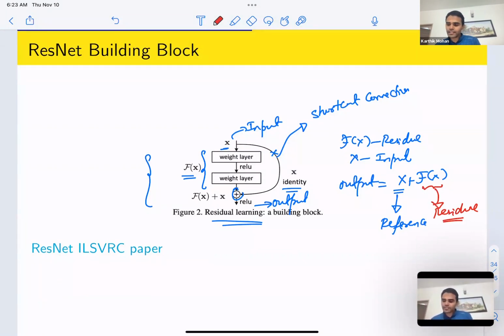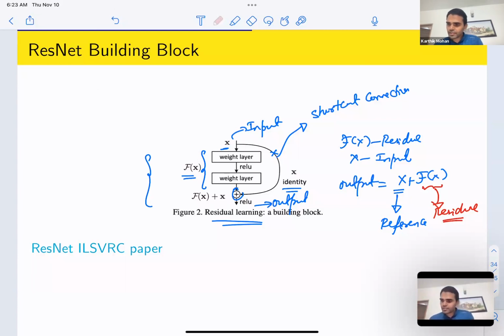And in practice, the authors also saw that these residues are actually small, which tells us that the model is doing something in between all the layers, but only as much as is needed. It's not changing things a lot. It's changing things as much as is needed, and hence you only change as much as the residue indicates, which is a different thing from if you didn't have this reference.